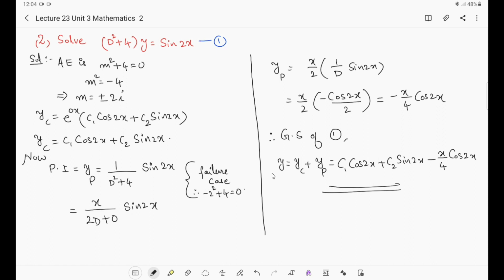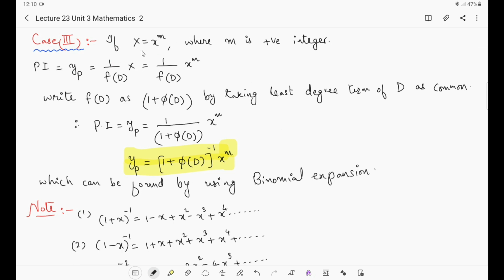Now we'll move towards the third case, case 3. Let us consider the third case for finding the particular integral. In the third case, the right hand side function is x power m. Remember, the first case is e power ax, the second case is sin of ax plus b or cos of ax plus b, and the third case that we are going to discuss is x power m, where m is a positive integer. It is not negative, it is not 0, it is not a fraction.